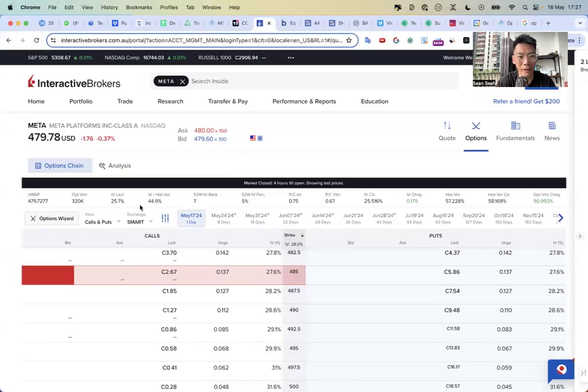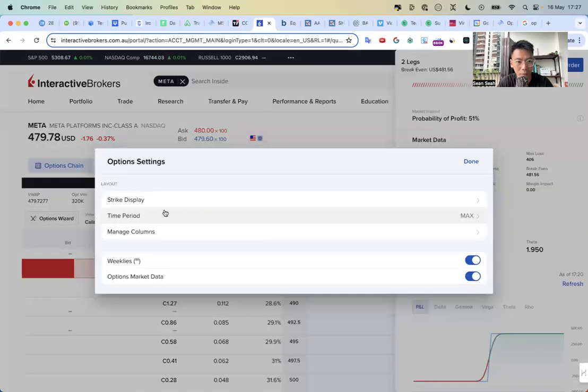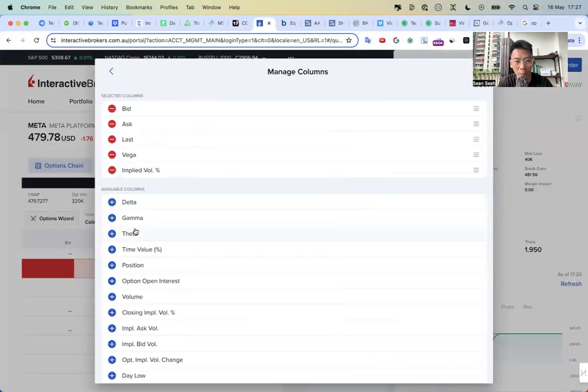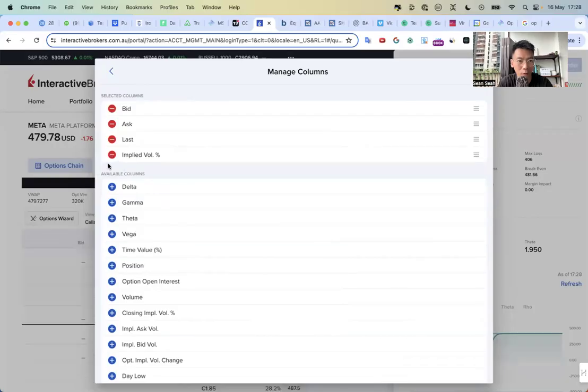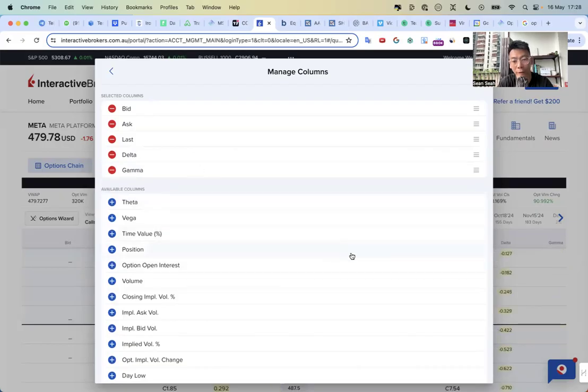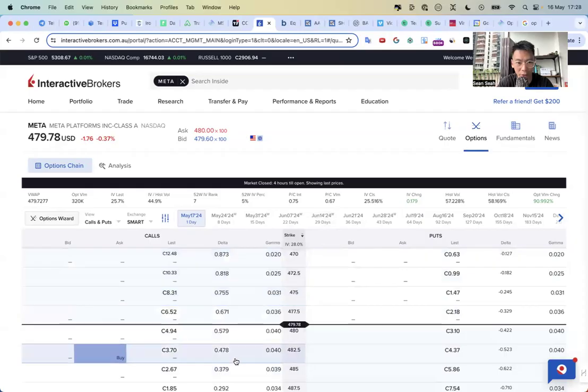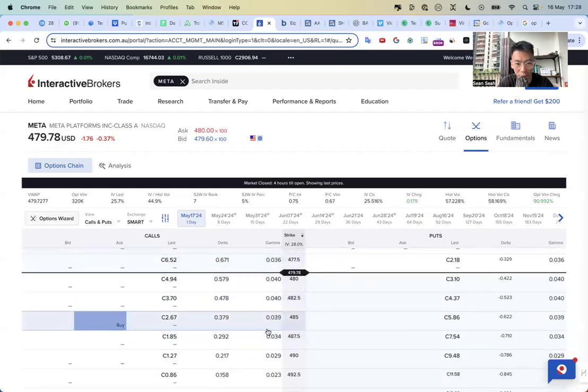So right now, you can see I have Meta on my platform. In order to see delta, what we can do is click on this portion and then manage columns. In most brokerages, they will show you delta as well; you can actually add delta in. So this is delta. I'm going to add gamma for a later example. After this is done, we can see the delta and the gamma.